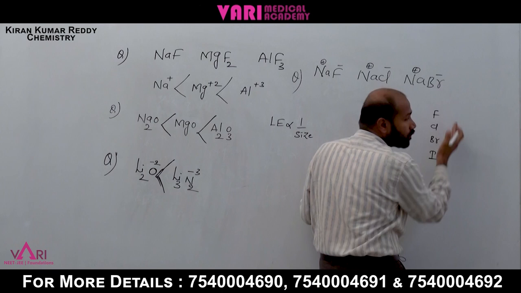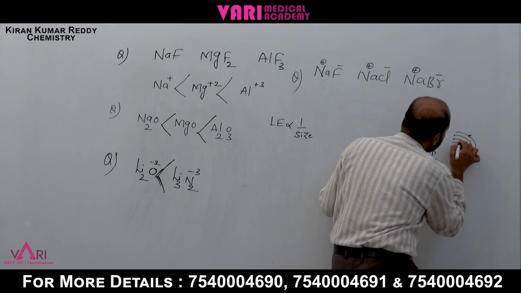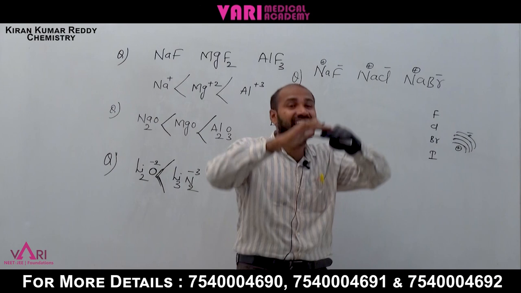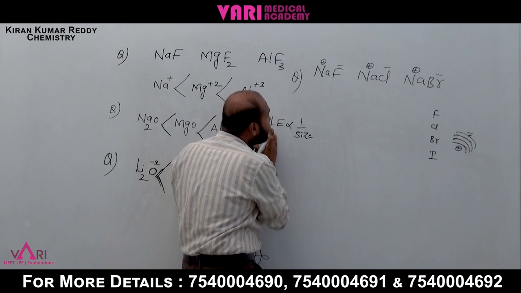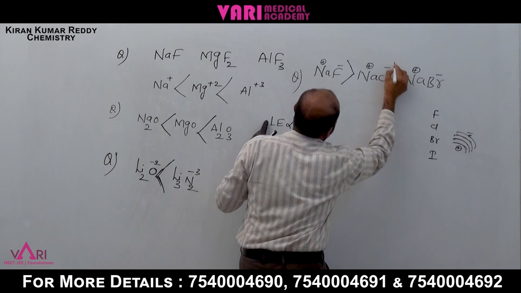Why does size increase? Here the nucleus is present, here is the outermost electron. The number of shells increases. When the number of shells increases, nuclear attraction on the outermost electron decreases. When it decreases, the size is big. That's why a bigger size means lattice energy decreases. Now bromine is the bigger size, and fluorine is a smaller size. Small size means more lattice energy. That is the example NaF, NaCl, NaBr.